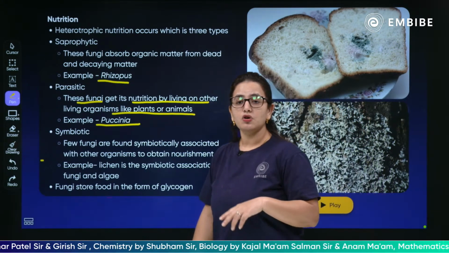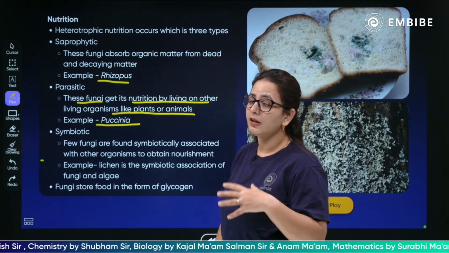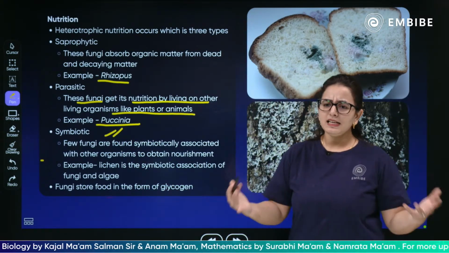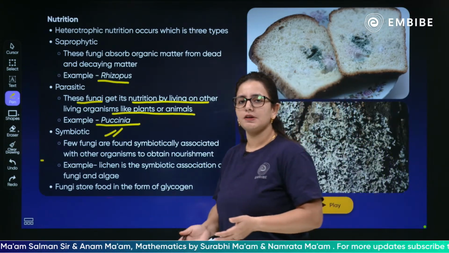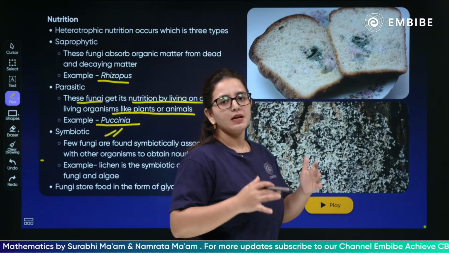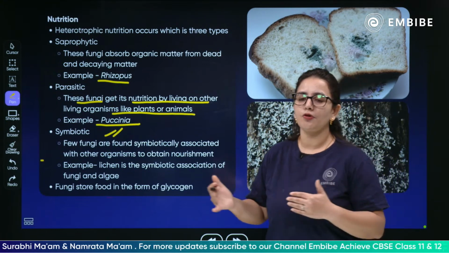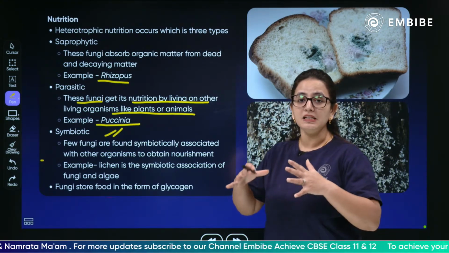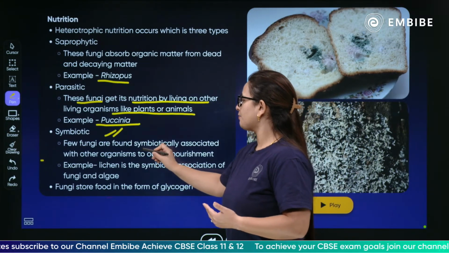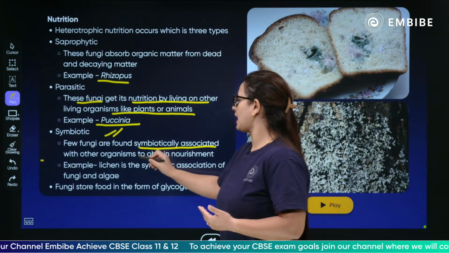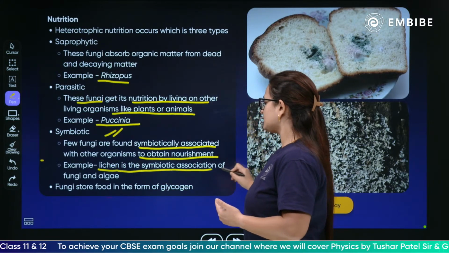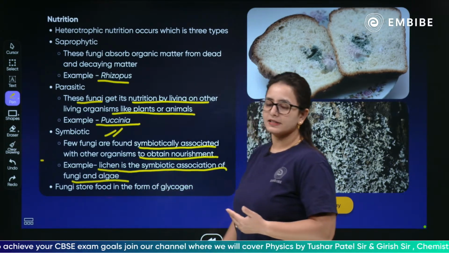Talking about the third, which is very important and very popular also, the symbiotic mode of nutrition. This is something I told you initially when we started this session. Symbionts have a mutual relationship, both of them benefit from each other, living together and getting benefits from each other, in which a few fungi are found symbiotically associated with other organisms to obtain their nourishment. Example, lichen. Lichen is a symbiotic association of fungi and algae. This is what I have told you.